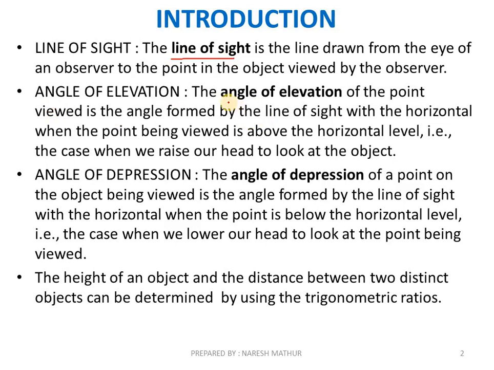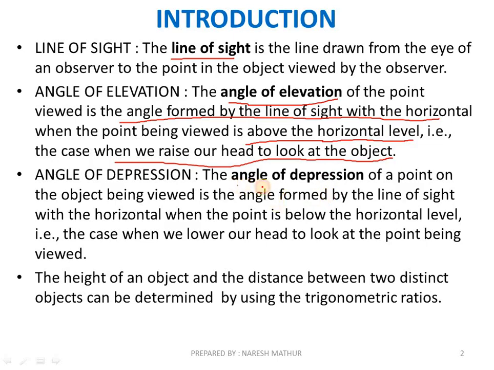Angle of elevation. The angle of elevation is the angle between the line of sight and the horizontal level, when the point or the object is above the horizontal level and we raise our head to look at the object. It means the observer is at horizontal level and the object is above it, and if we have to raise our head to look at the object, then the angle made between the line of sight and the horizontal level is called the angle of elevation.